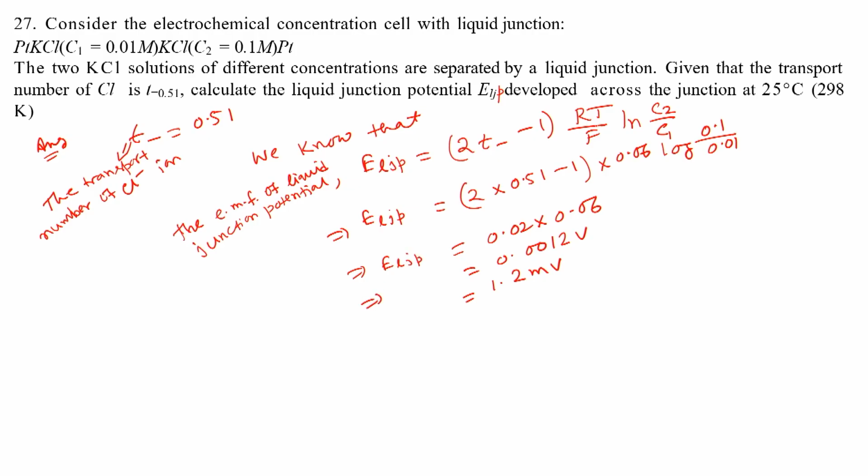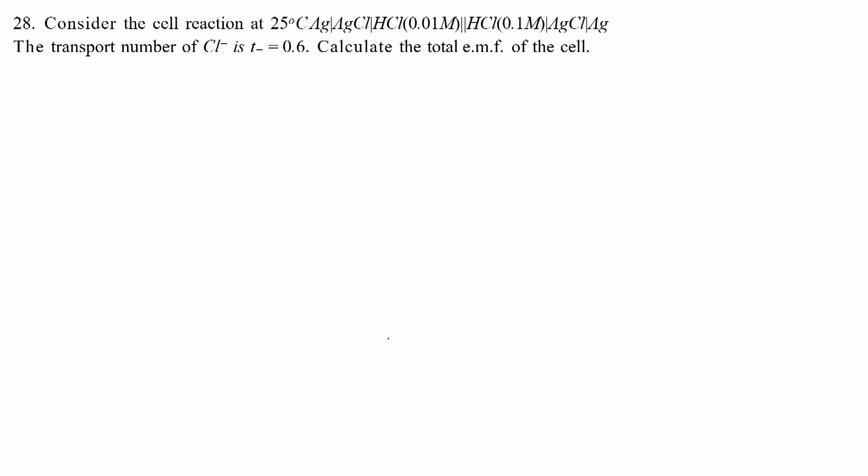So we substituted RT by F times 2.303 because the temperature is given as 25 degrees Celsius. Okay, so ELJP. The value of the EMF of liquid junction potential is 1.2 millivolt.